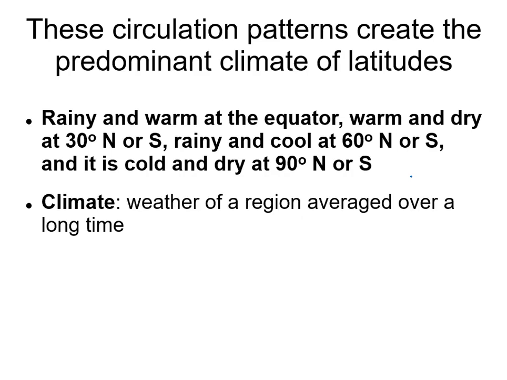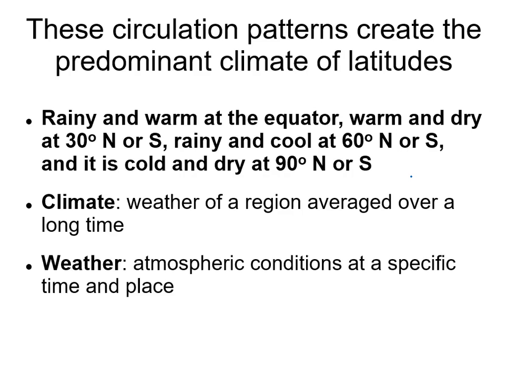Now, something that I want to bring up for us to understand is that climate is the weather of a region averaged over a very long period of time. All right, so weather would be day-to-day differences. Climate would be what's going on over like 100 years. What is the normal weather like over a 100-year period? That's the average, okay? Or maybe even longer. I'm just throwing 100 years out there, but even longer periods of time. Whereas weather are the atmospheric conditions at a specific time and place.